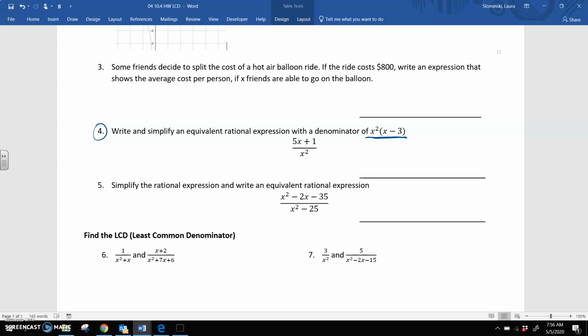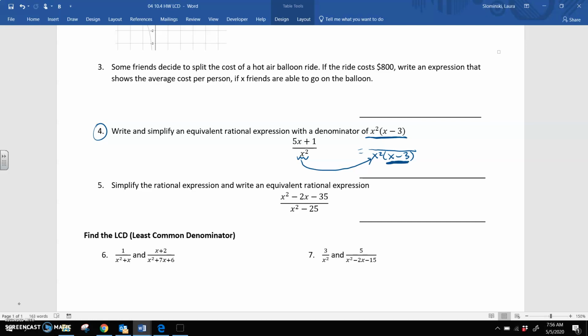In order to add fractions, we have to have the least common denominator. And so this is just a step in the process that's saying, okay, I want to take this, but I need it to end up with a denominator of x squared times x minus 3. So right now, there's only an x squared in the denominator, so that's taken care of. But it's missing the x minus 3 piece.